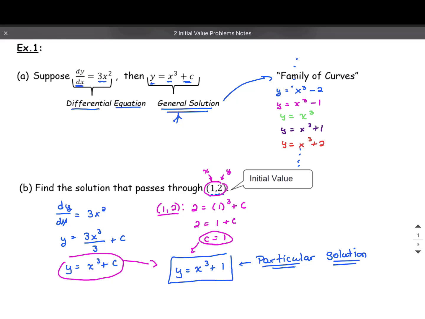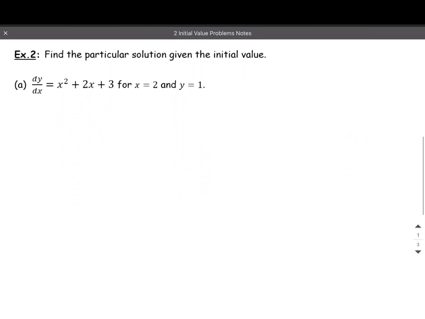Let's try just a couple more. So we are going to find the particular solution given the initial value for each differential equation. Our first differential equation: dy/dx equals x squared plus 2x plus 3. The antiderivative of dy/dx is y. The antiderivative of x squared is x to the third, divided by 3. Plus the antiderivative of 2x is 2x squared over 2. And yes, those 2's are going to cancel. So we're going to have x to the third over 3 plus an x squared. Now the antiderivative of the 3 here is plus 3x.